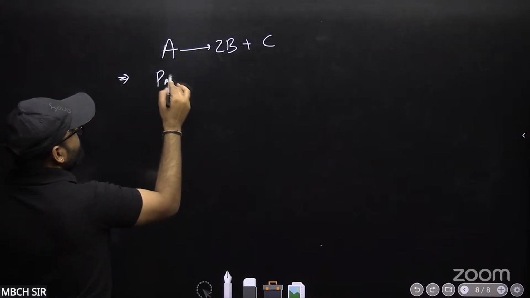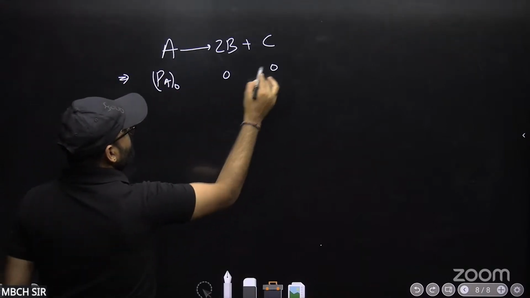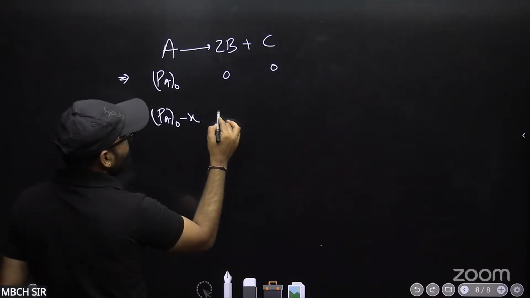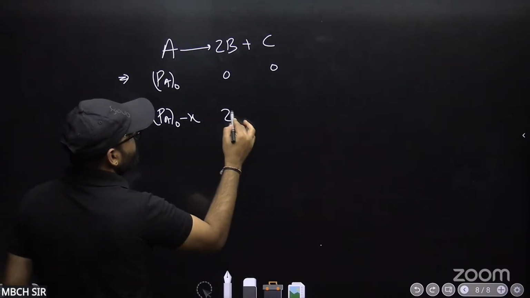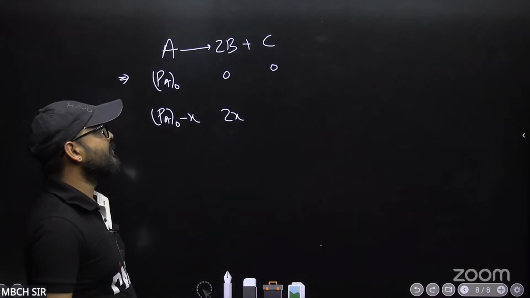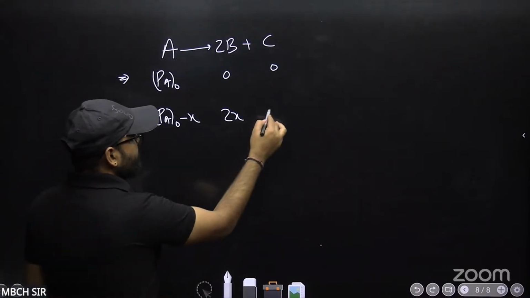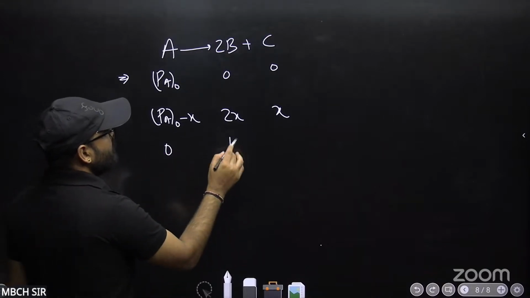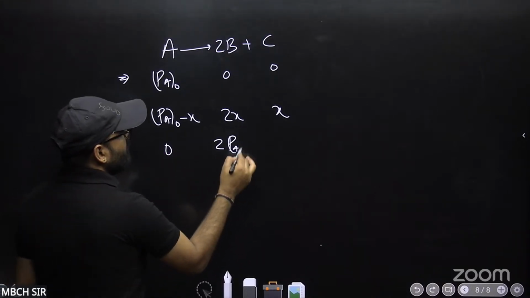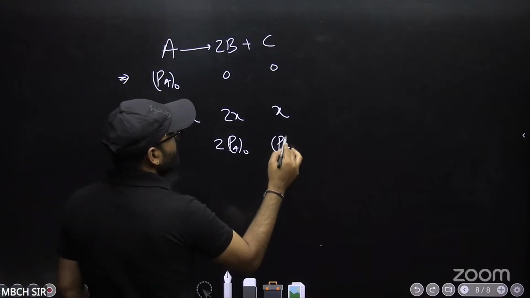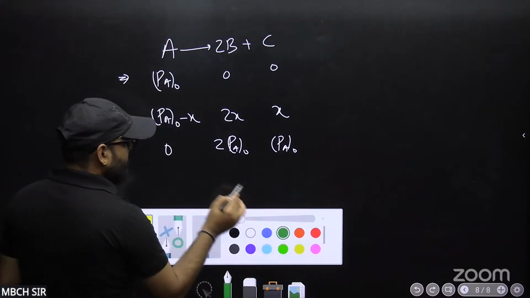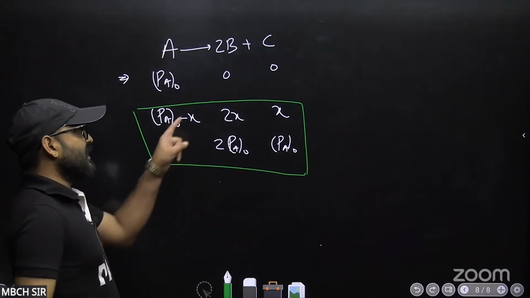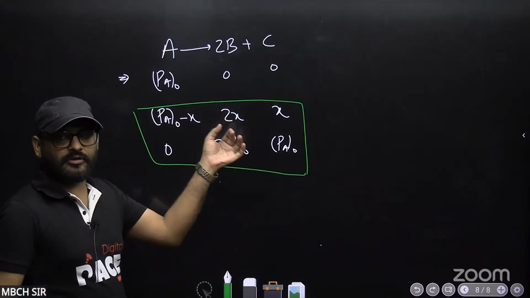You can write this: PA naught, 0, 0. This is PA naught minus x. This time 2x, not x, because the stoichiometric coefficient is changed from 1 to 2. So 2x and then x. At t equals to infinite, this is 0, this is 2 PA naught and C is PA naught. Now you have two data at the given time t which is 2.303.